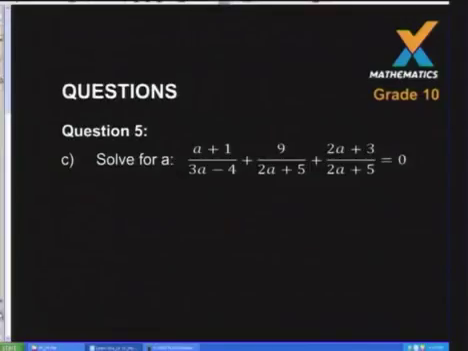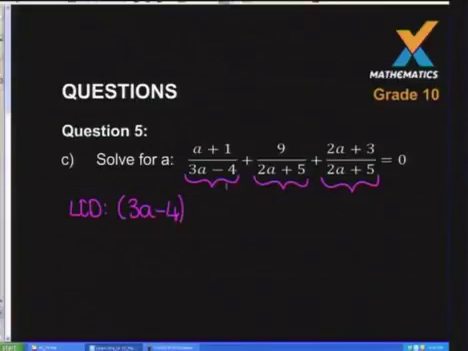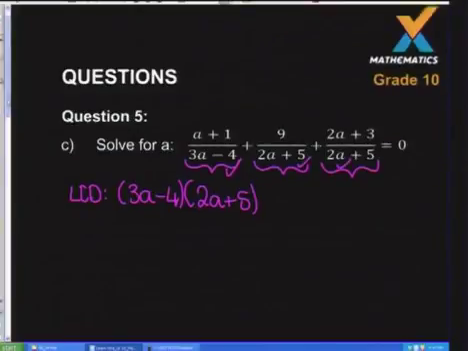Okay, so in this example over here, I've got a 3a minus 4, I've got a 2a plus 5, and I've got another 2a plus 5. So what is my LCD going to be? I'm going to have to include the bracket of 3a minus 4, so we're going to include that bracket over there. And I'm going to have to include the bracket of 2a plus 5, but that then covers both of those denominators, so we don't have to write it twice.